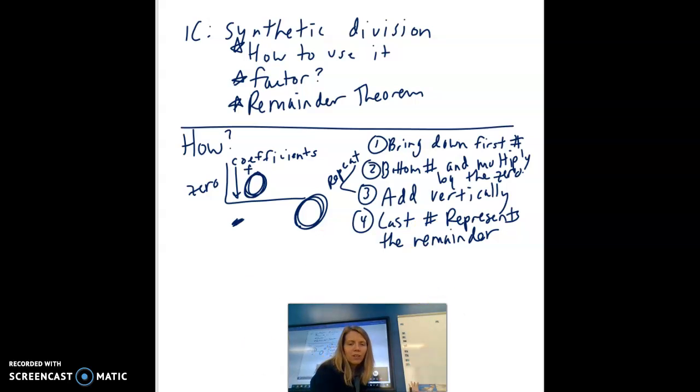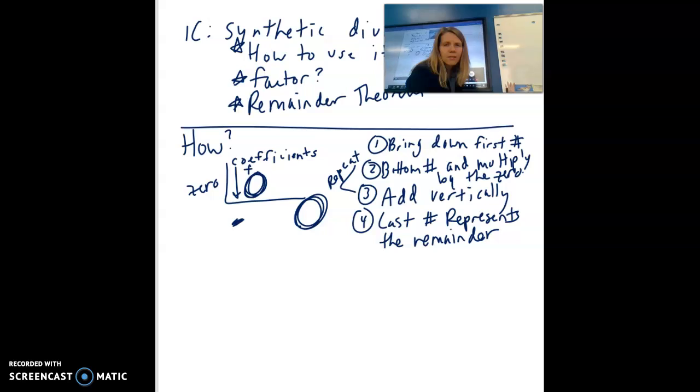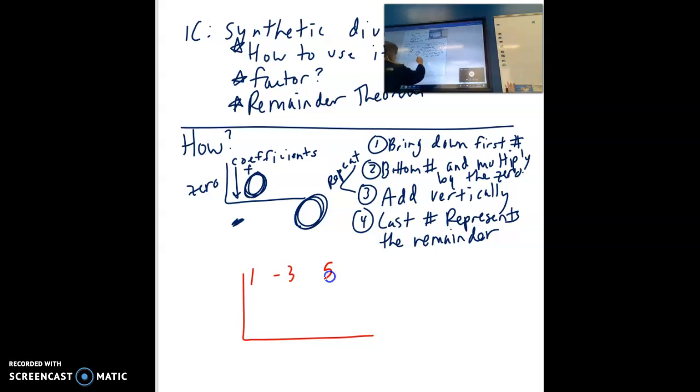So we will go ahead and do an example of it already set up, and then we will set it up from another problem. So just how to use it. So I'm going to make up some numbers here, and I'm going to put a number on the outside. Okay, so let's go ahead and practice it. The first step says to bring down the 1. Okay, so I did the first step.